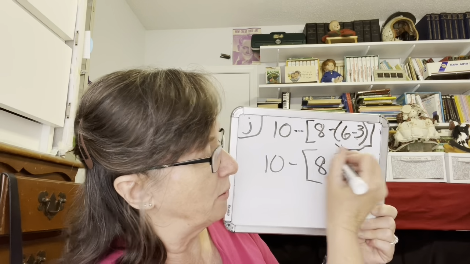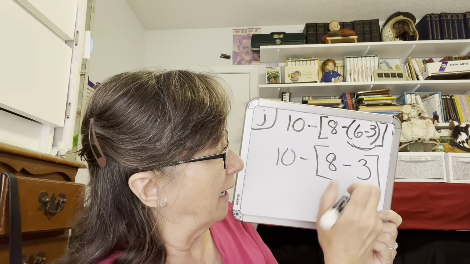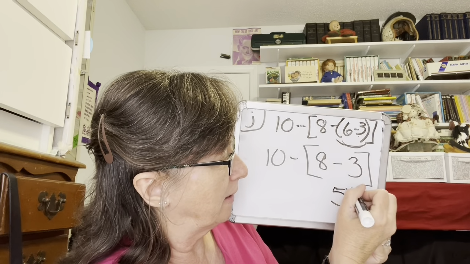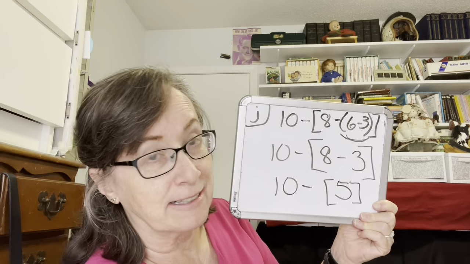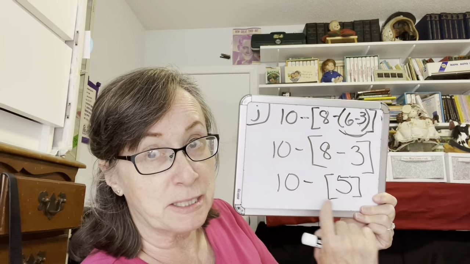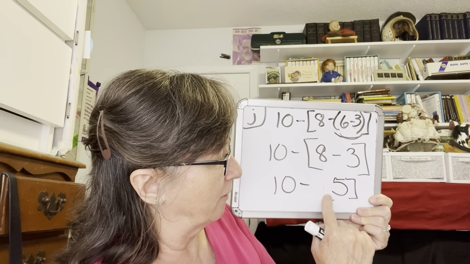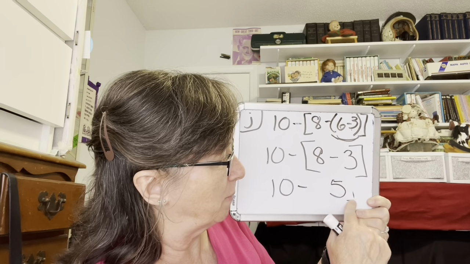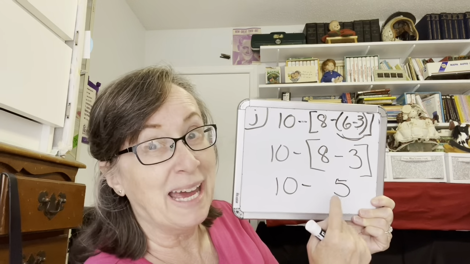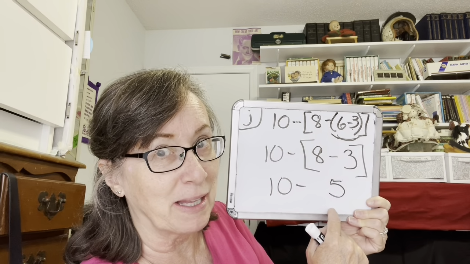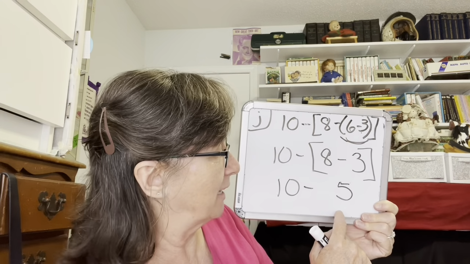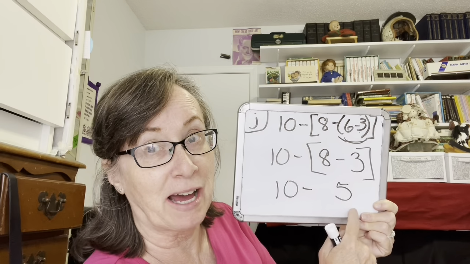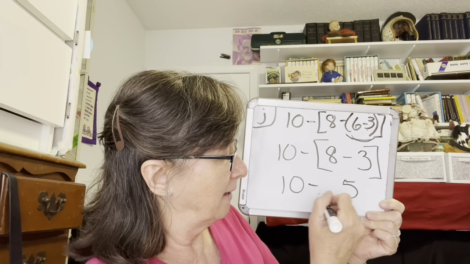Now we come to the next grouping symbol. 8 minus 3 is 5. And then lastly, we don't really need these brackets here for anything. They're not holding anything together, so we can take them apart. Now, if we had a minus inside, I would have left them there just so that we would know. But we didn't have a minus inside, so I can take them off. 10, take away 5 is 5. Final answer.